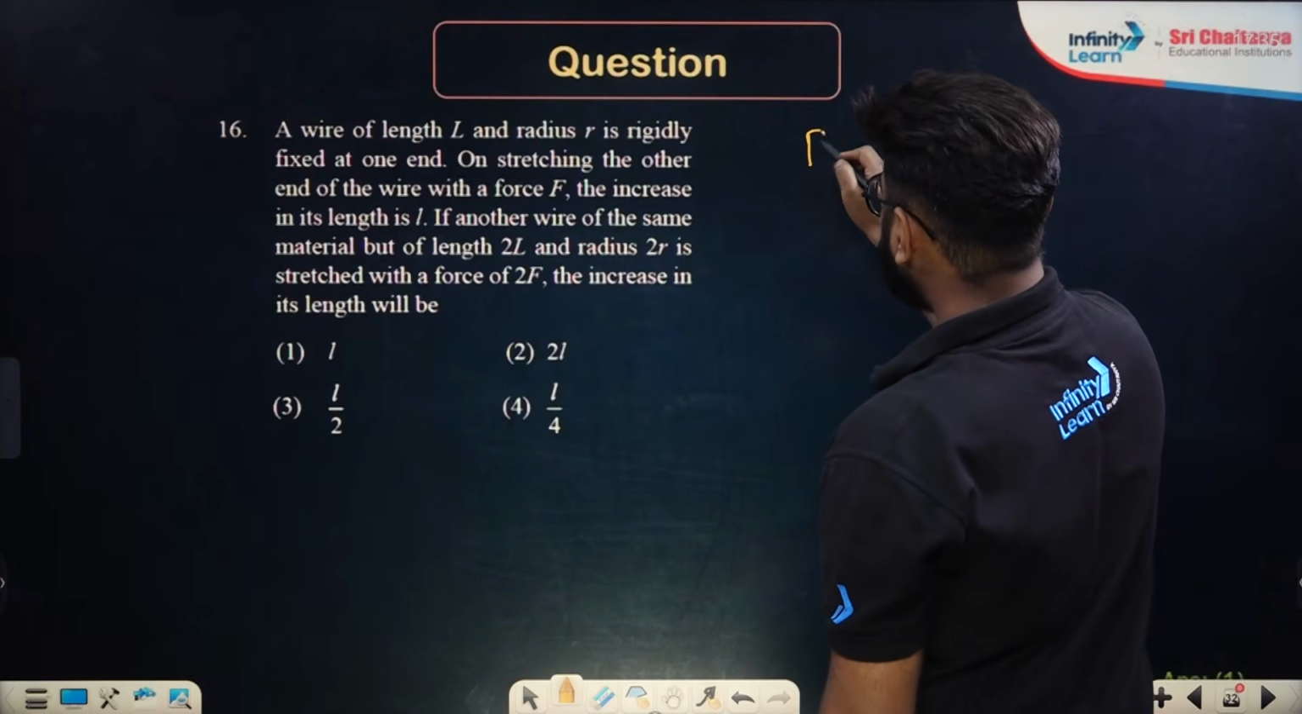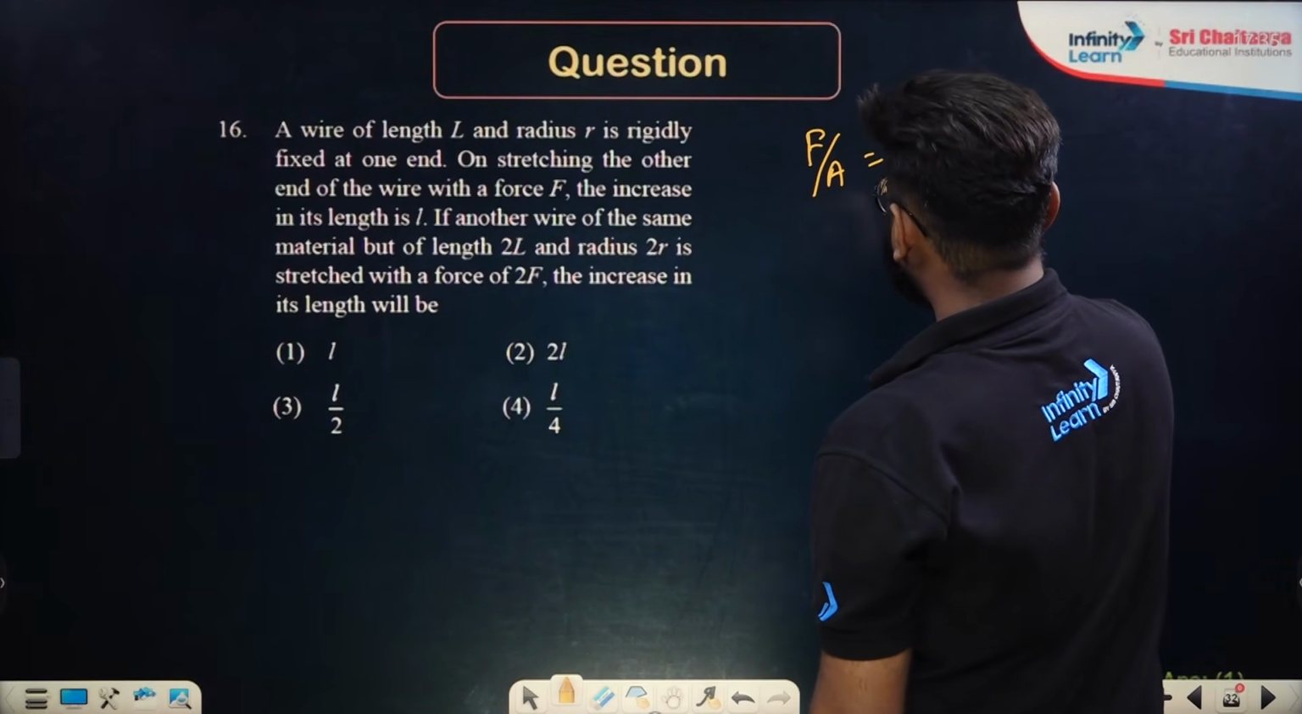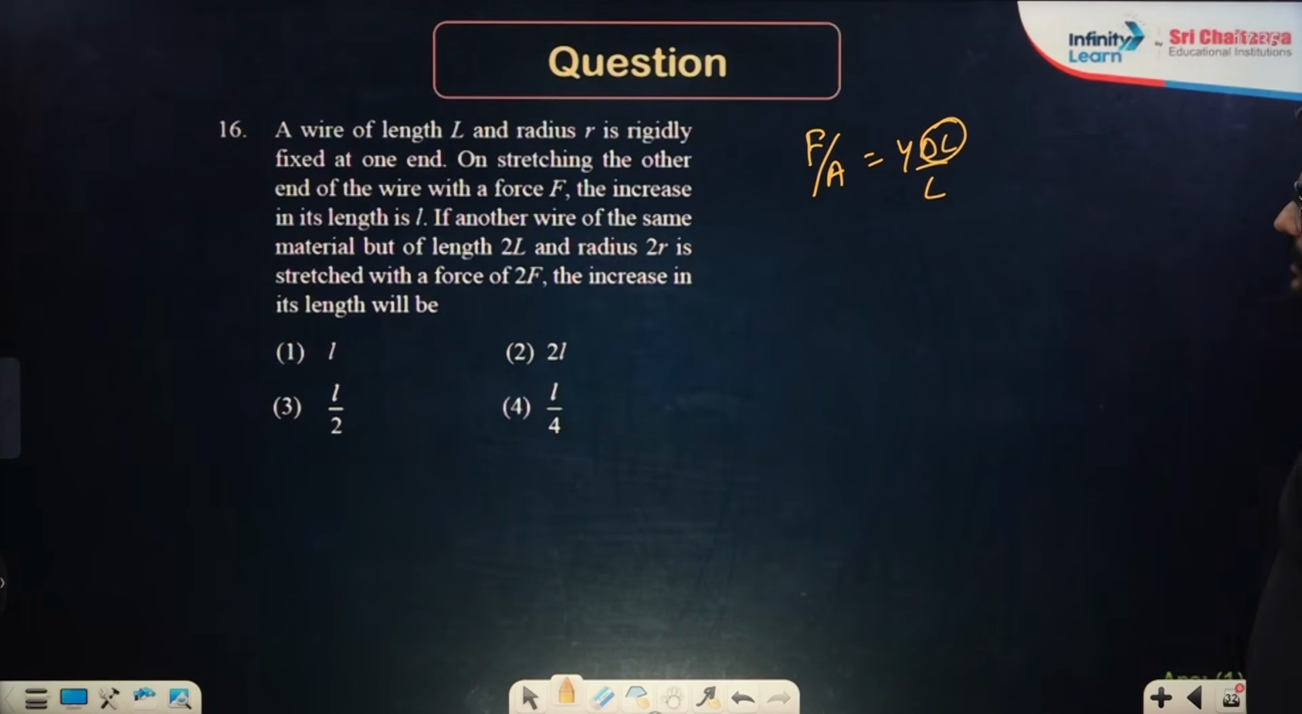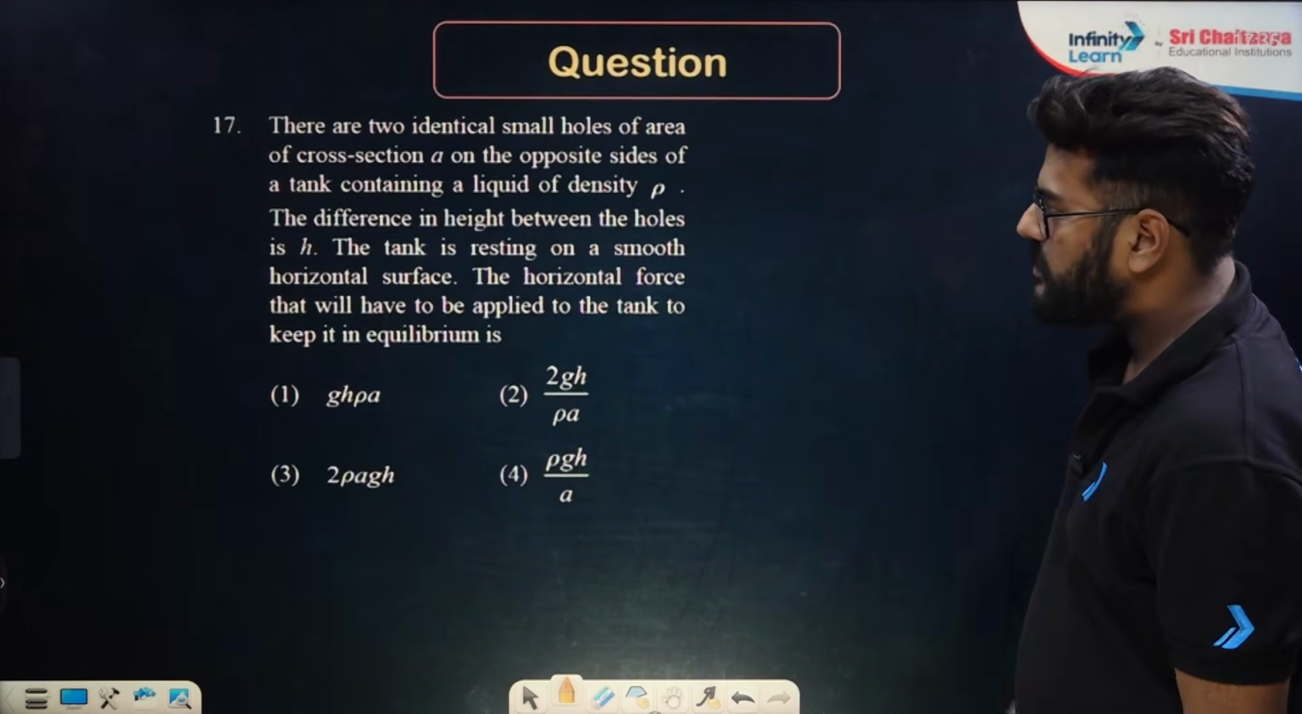You just need to use the formula F upon A is equal to Y times delta L by L. Now the delta L you need to compare, and the force, area and length are changing. I hope this is also a simple problem.